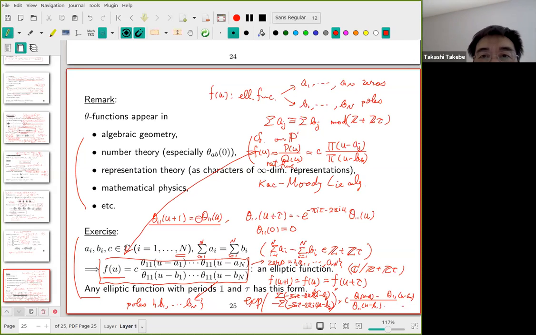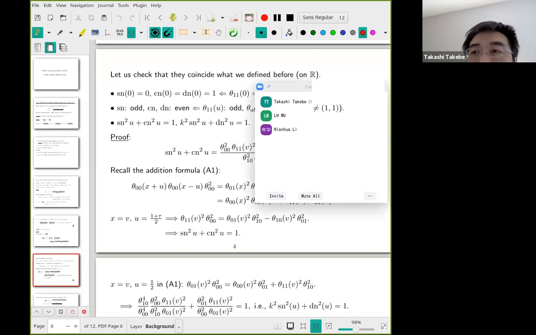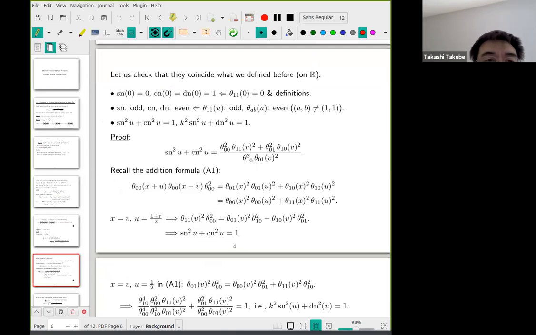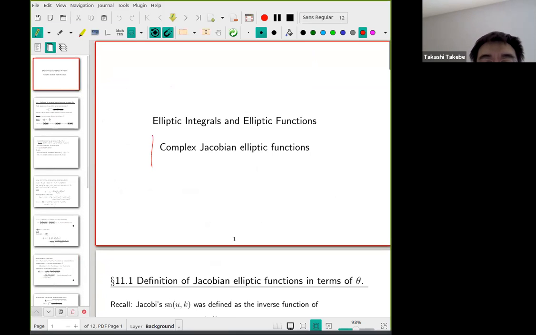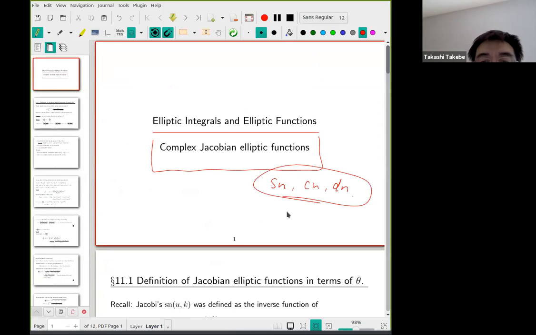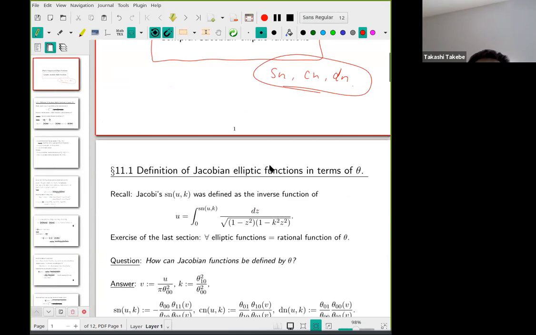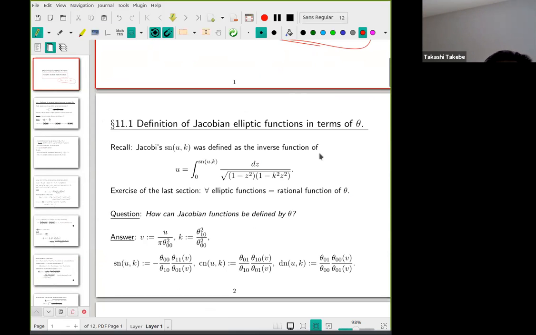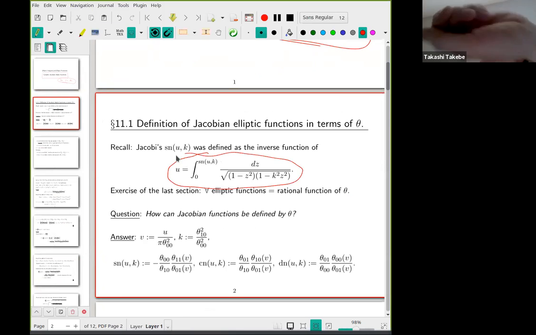Now, let's proceed to Jacobi functions, which we defined by elliptic integral long time ago.